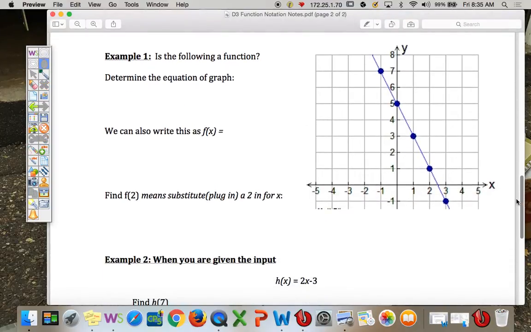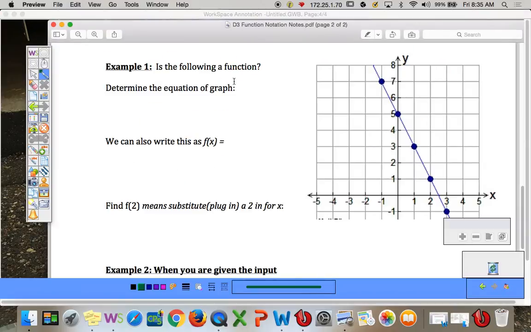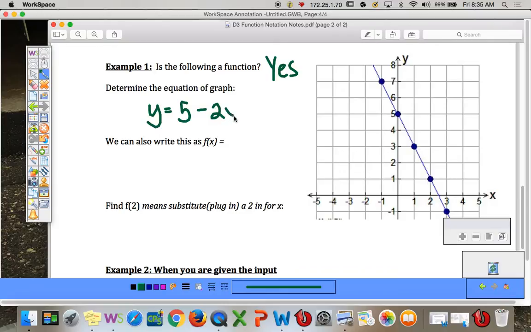Okay, so example 1, is the following a function? Yes, it is. Passes the vertical line test. Determine the equation of the graph. So we have it's linear, so y equals, we need a y-intercept, it's 5. Our slope is negative, goes down 2 over 1, so minus 2x.